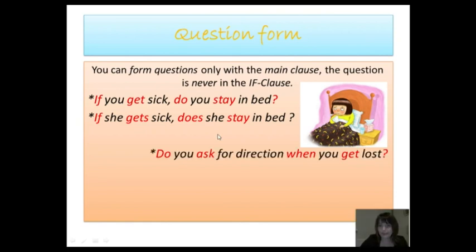Look, right now I have the example when the main clause is in the beginning of the sentence and then we have the if clause.